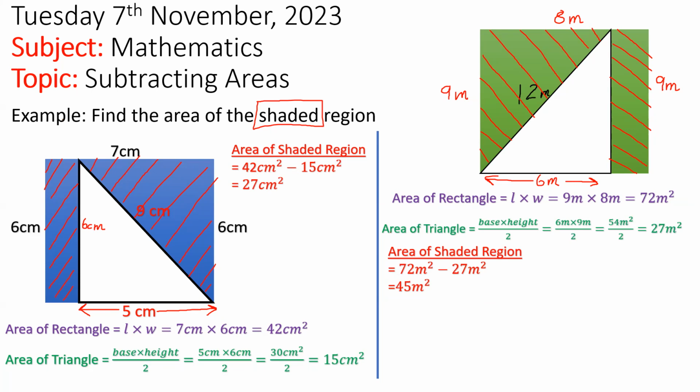Then you take away the 27 which you get from the triangle from the 72 which you get from the rectangle, and that is equal to 55 m squared. 55, 45 m squared, sorry. 45 m squared. Good. Very good explanation.